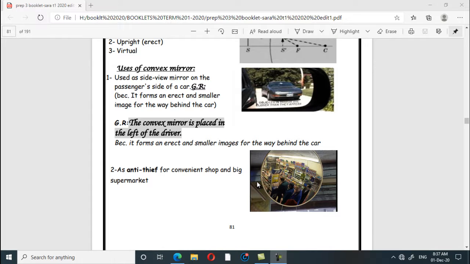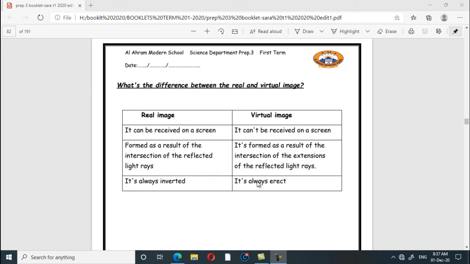Here is a comparison between the real image and the virtual image. The real image can be received on the screen while the virtual image can't, and the real image results from the intersection of all the rays that are reflected from the mirror in front of it, while the virtual image is due to the intersection of the extensions of the reflected light rays, not the rays themselves. The real image is always inverted or upside down, while the virtual image is always erect or upright.